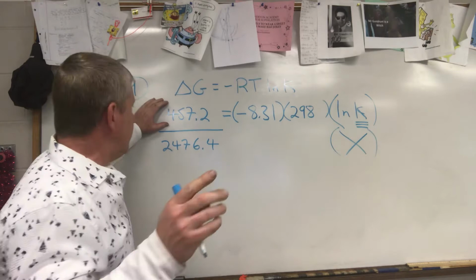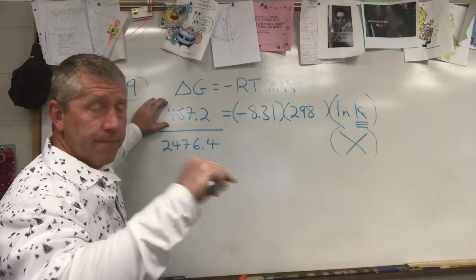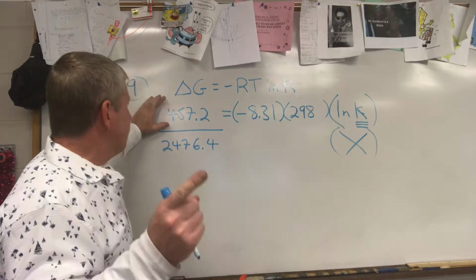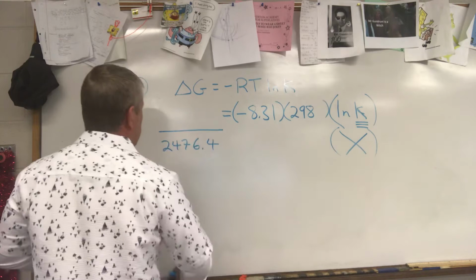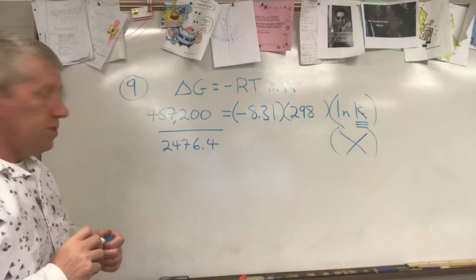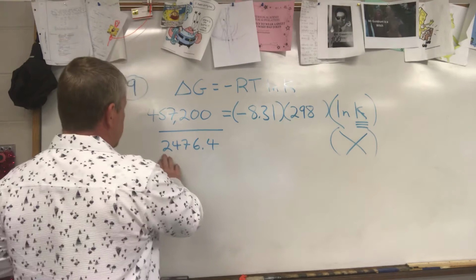Remember the last problem? I took the joules and made it kilojoules. I decided to do it that way. I didn't have to. I could have taken the kilojoules and made it joules. It still would have come out the same, but I just wanted to go from joules to kilojoules. This time I have to take this kilojoules and put it into joules. So this is going to be 457,200 joules, divided by 2,476.4.